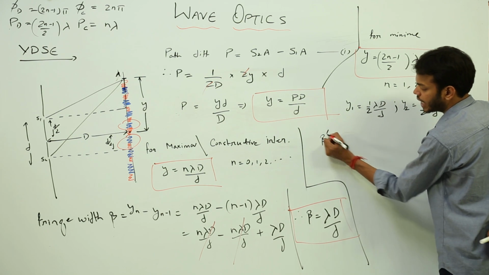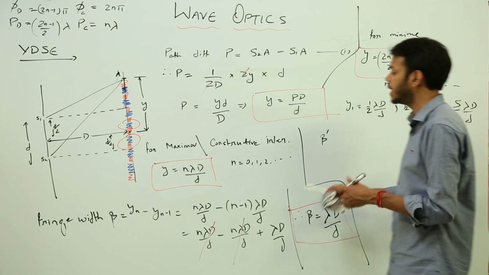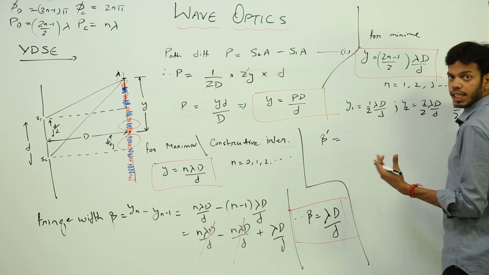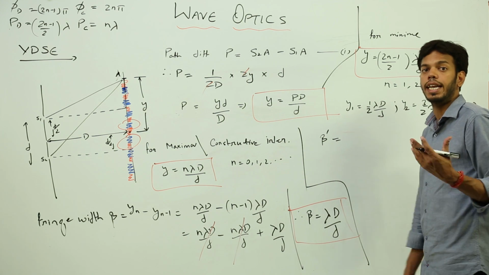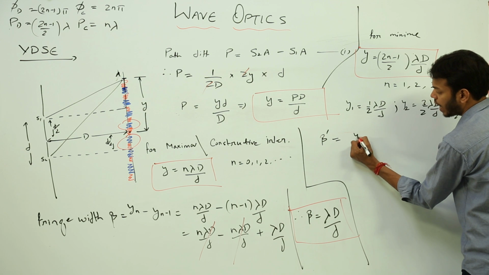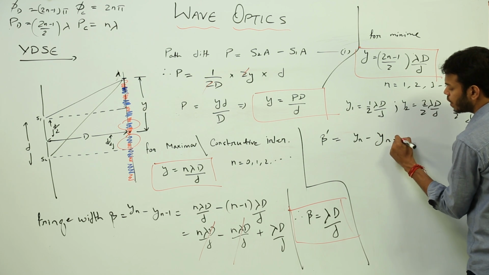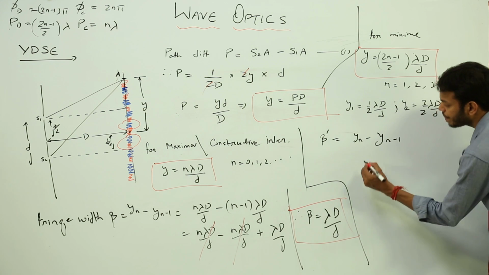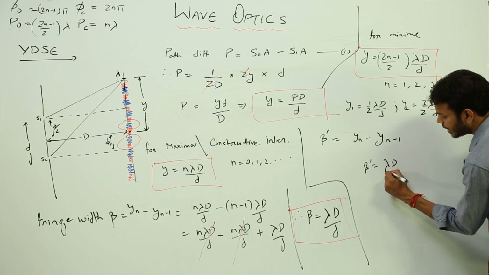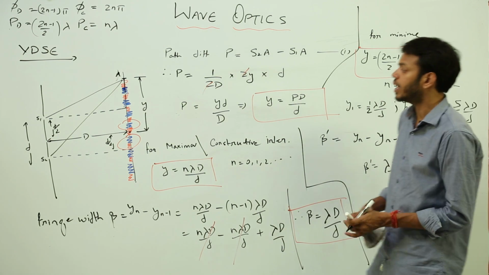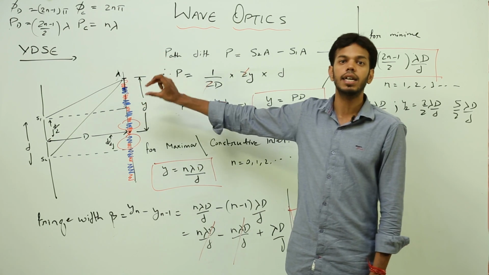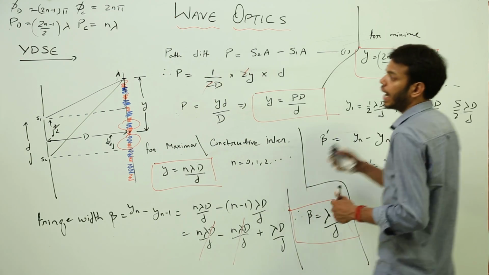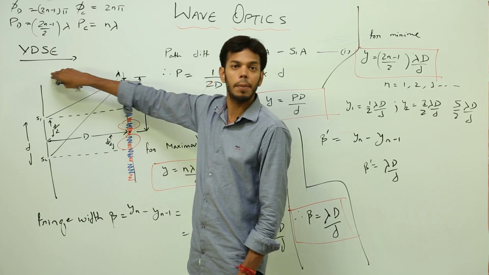Again beta dash, let us call it beta dash because there is a possibility that beta and beta dash might be different. Take the generalized version, instead of just subtracting any two consecutive, beta dash would be yn minus yn minus 1. And my friends, if you do that properly, the answer you are going to get is again lambda D upon d. That means the width of fringe in case of bright and dark fringes are always equal in case of interference, and this we have derived and proved from Young's double slit experiment.